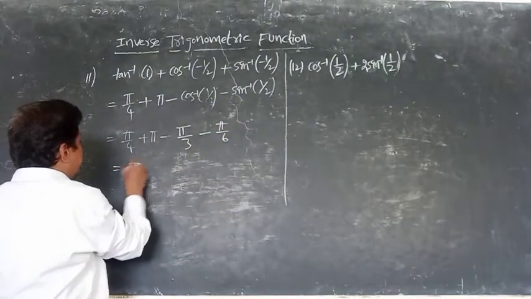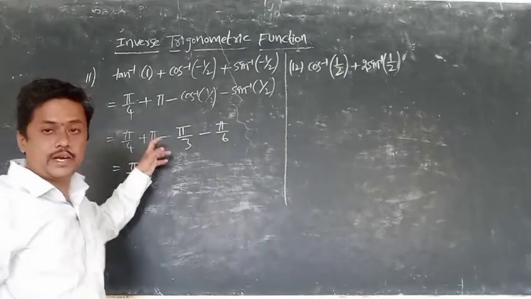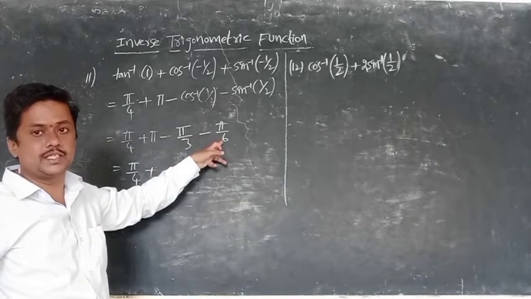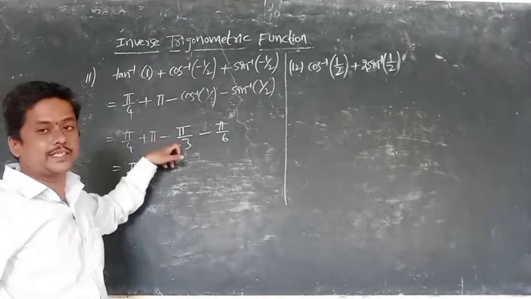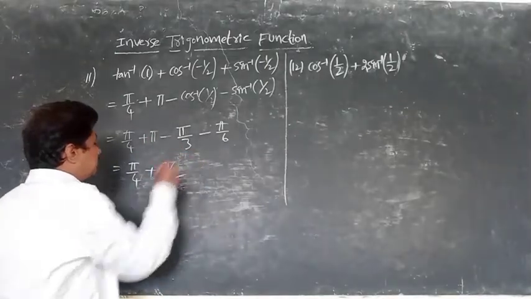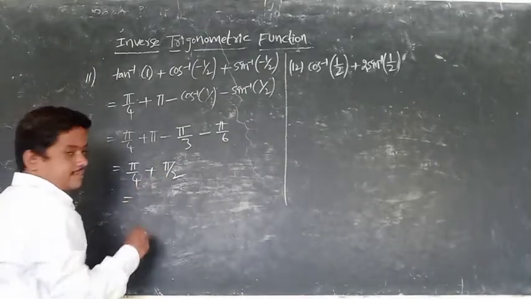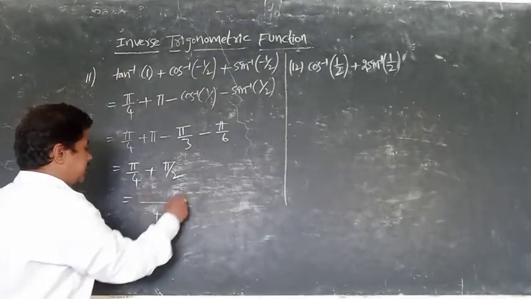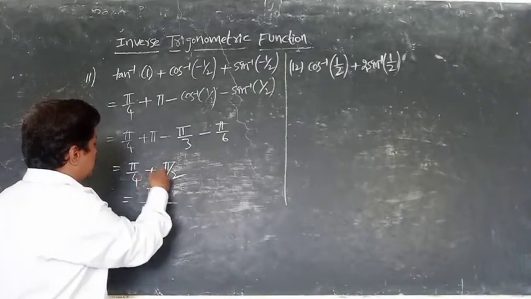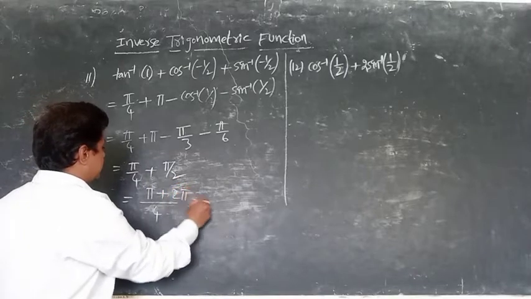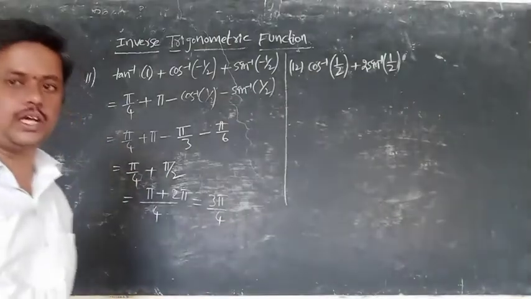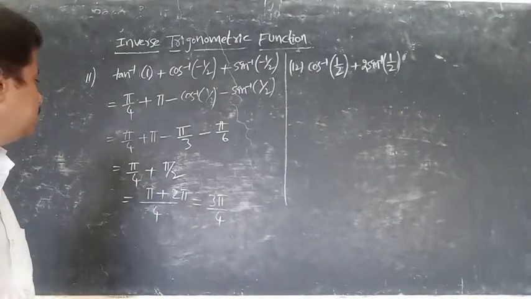Pi by 4 plus pi, where pi means 180 degrees, minus 60 plus 30, which is 90 degrees. 180 minus 90 means 90, so pi by 4 plus pi by 2. Now simplify this: 4 is the LCM, so pi plus 2 pi gives 3 pi by 4. So 3 pi by 4 is the answer. Like that we have simplified.